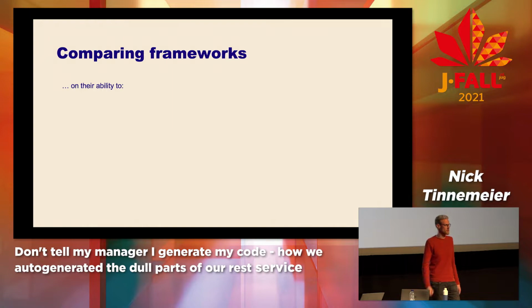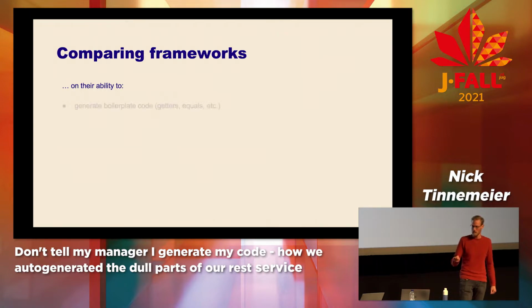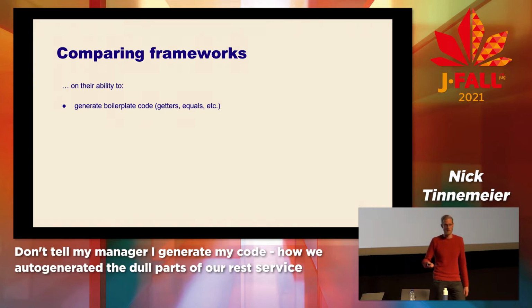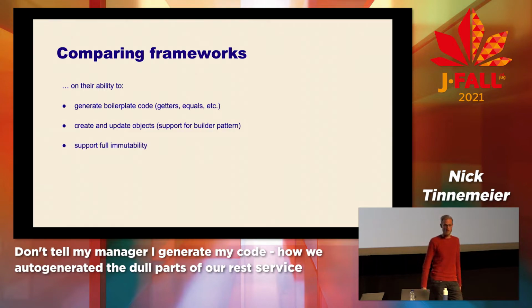So we compared those three frameworks on their ability to generate boilerplate code, because that's the first thing we're looking for, not having to write code, create and update objects, and particularly to what extent they support the builder pattern. I'll explain that later for the ones who are not aware of that pattern. And to what extent it can deal with supporting full immutability. And I'll also explain why immutability is so important to us. Let's first start with the boilerplate.